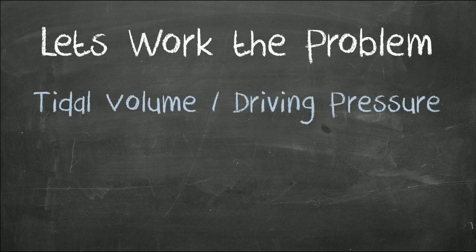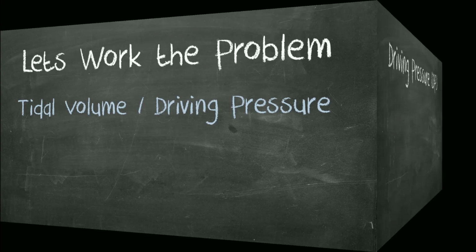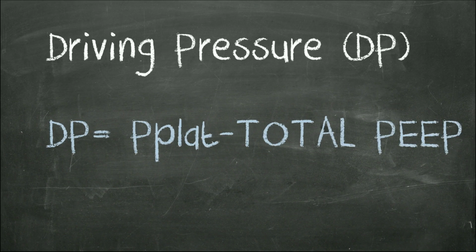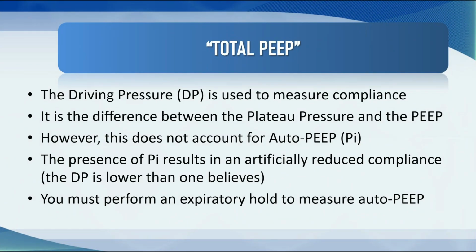The compliance is the tidal volume divided by the driving pressure. The driving pressure is the plateau pressure minus the total PEEP. The driving pressure is the pressure that's used to measure compliance. It's the difference between the plateau pressure and the PEEP, but that does not account for intrinsic PEEP or Auto-PEEP. The presence of Auto-PEEP results in an artificially reduced compliance because the driving pressure is lower than one believes. In order to calculate the total PEEP, you must perform an expiratory hold maneuver to measure Auto-PEEP.